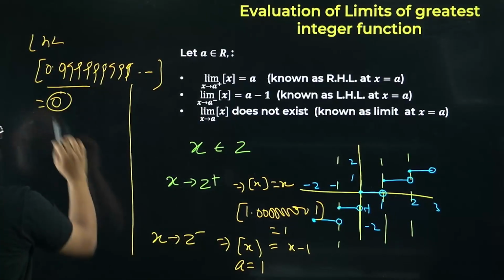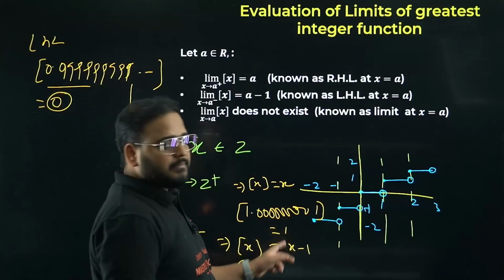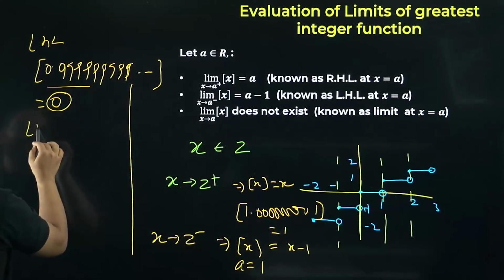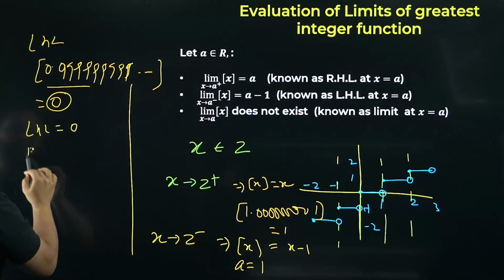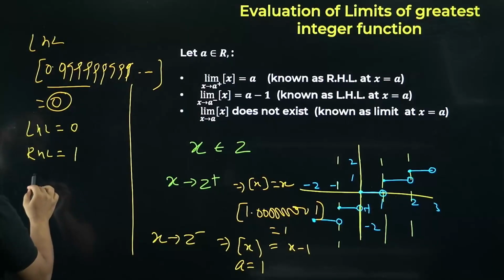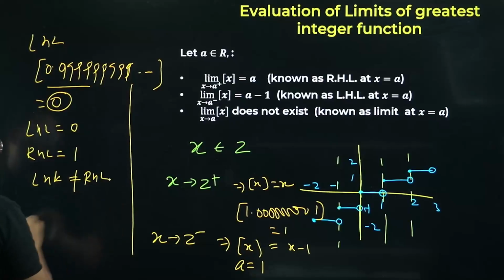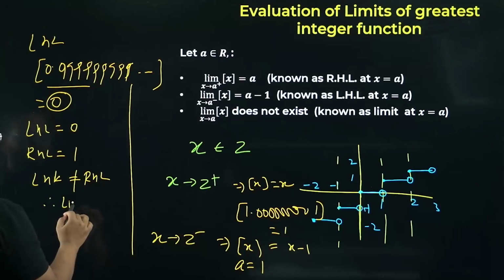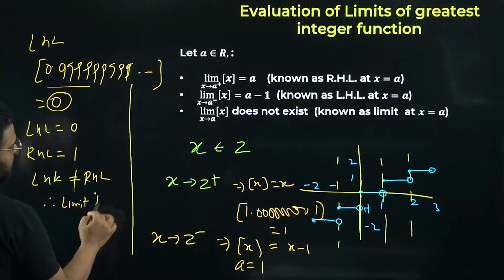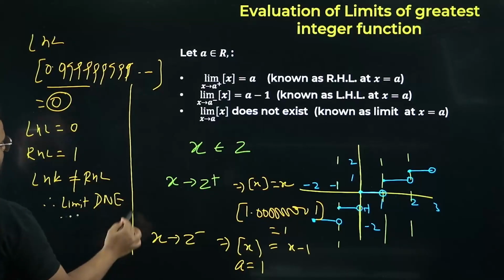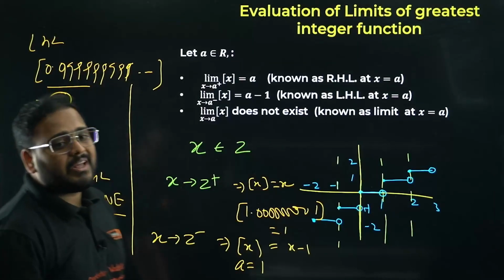How much is that? 0. Is 0 equal to 1? No, sir. Please check here. So my LHL is nothing but 0. My RHL is nothing but 1. I can say LHL is not equal to RHL. Therefore, limit does not exist.